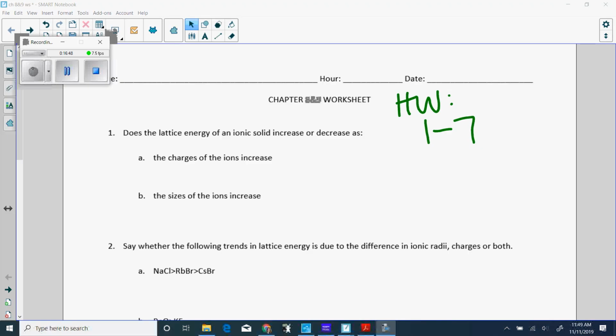Chapter 8 and 9 worksheet. I just want to do a couple of sample problems to get you started. Your homework is to do 1 through 7. It's just on these types of bonds. Great catch.